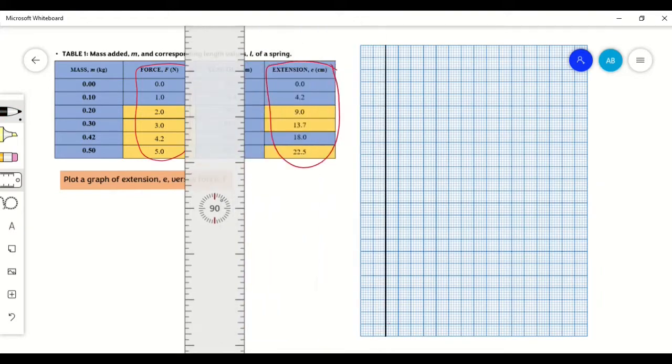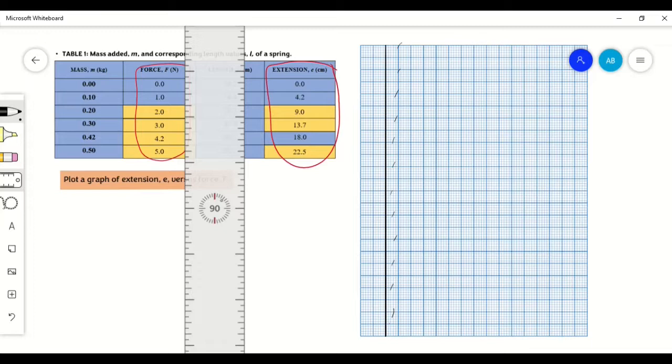Okay, so now for the values for the y-axis, that's the extension values. So we have 0, 4.2, 9, 13.7, 18, 22.5. Let's try a scale. Let's try starting the x here, so you know that line would be your 0. Let's try 2 centimeters to 2. So I'll go 2, 4, 6, 8, 10, 12, 14, 16, 18, 20. Okay, so this would be 22. So that would not work.